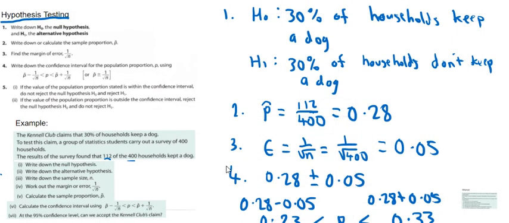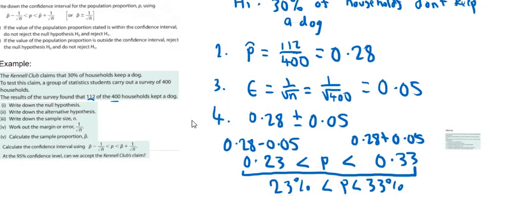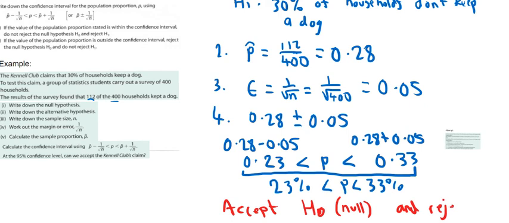Therefore, the claim was that 30% of households keep a dog. Because 30% is in between this confidence interval, 30% is less than 33% and it's more than 23%, we accept the null hypothesis and reject the alternative hypothesis.